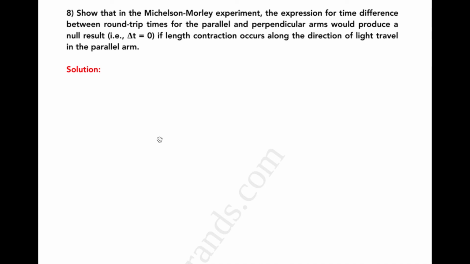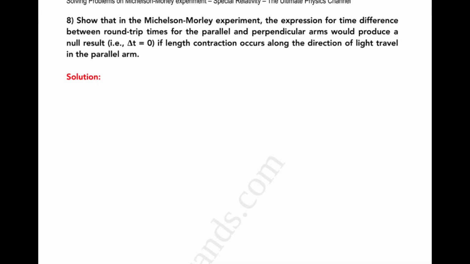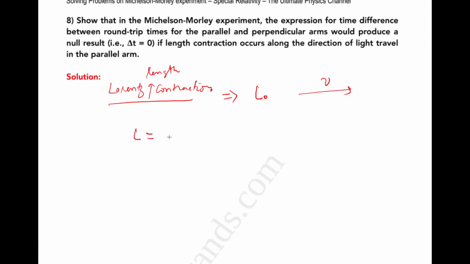One of the possible explanations was, of course, a Lorentz contraction. That is, if some Lorentz contraction occurs along the direction of light travel, because we know that length contraction expression, for a length of L naught, if the object travels at a speed v, then its length contracts to L, that is equal to L naught multiplied by the square root of 1 minus v squared over c squared.